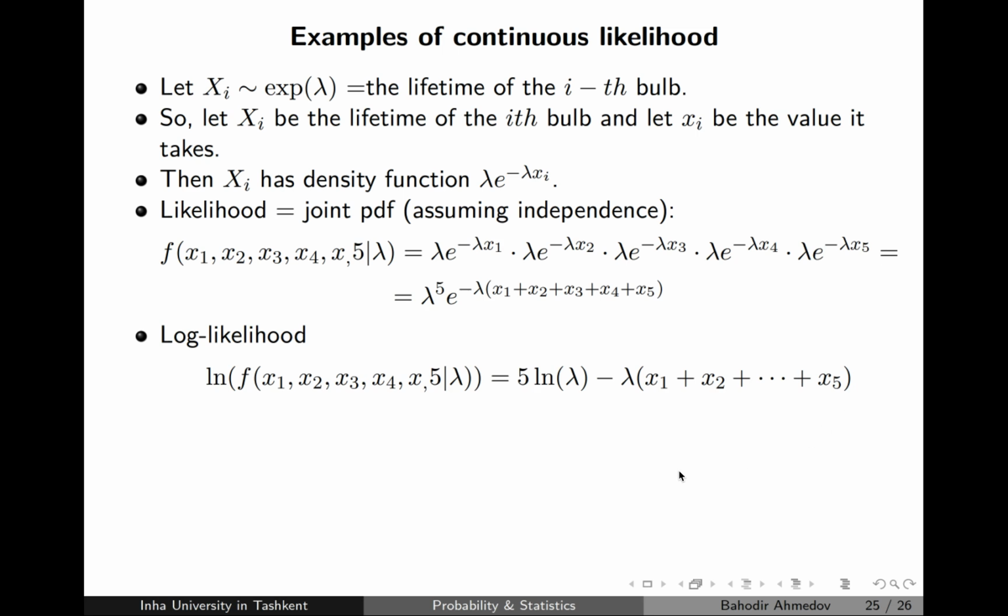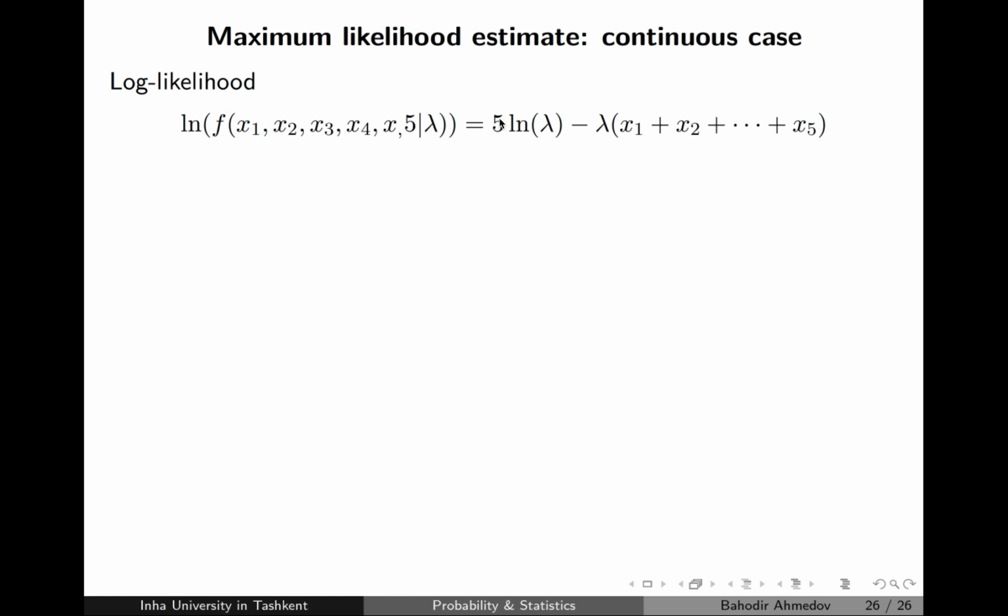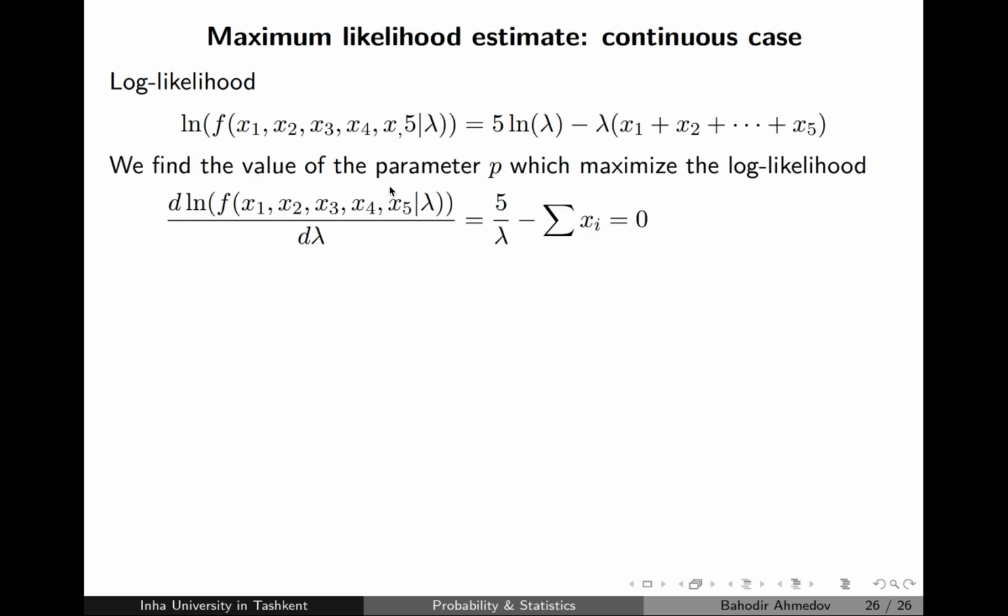Now I would like to estimate lambda. In order to do this, I take the derivative of the logarithmic likelihood function and equate it to 0. The derivative with respect to lambda is 5 multiplied by 1 over lambda, and the derivative of the second term is just the constant in front of lambda, right? So this is 5 over lambda minus the summation of all the x's, and our best estimate, our maximum likelihood estimate, is lambda equal to 5 over the sum of xi.